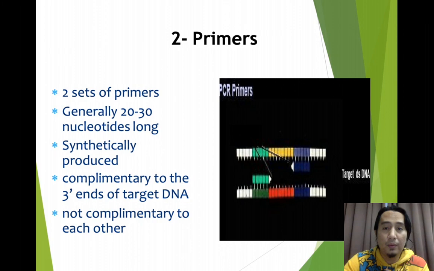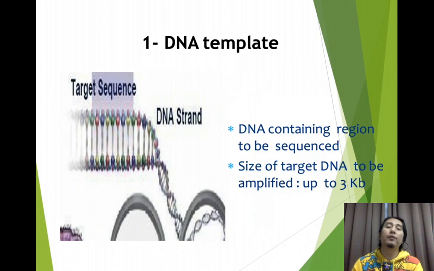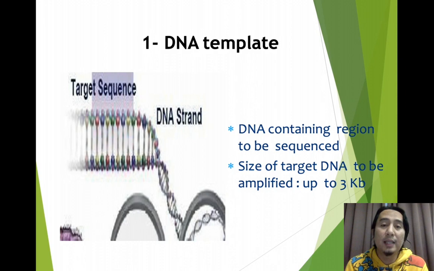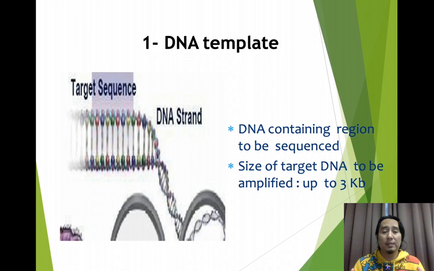So basically, these are the ingredients involved in the PCR. The first one is the DNA template. The DNA template is DNA containing the region to be sequenced, with the size of target DNA to be amplified up to 3 kilobase pair. For example, you have a plasmid, and in the middle is your gene of interest that has been flanked by two fragments from the vector. In the PCR, your objective is to amplify your gene of interest rather than the whole plasmid itself. The size of the target can be up to 3 kilobase pair, which is 3000 base pair.